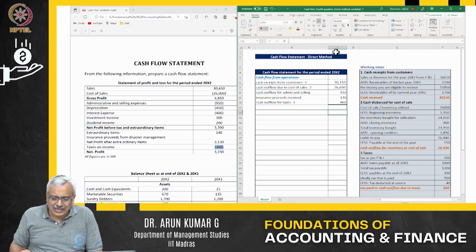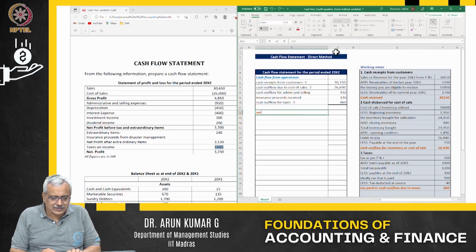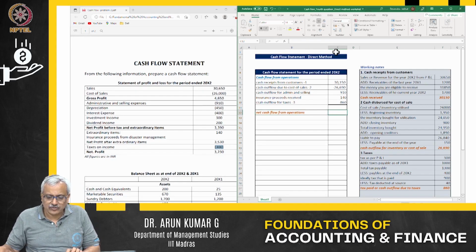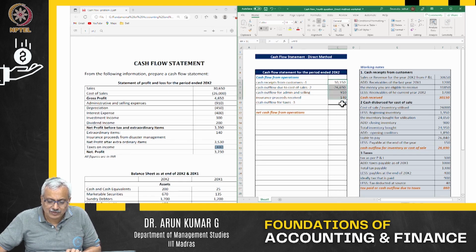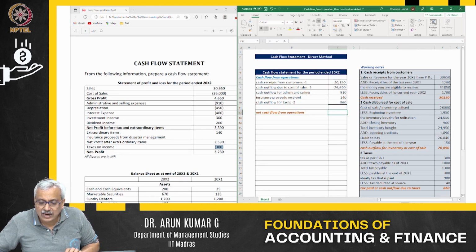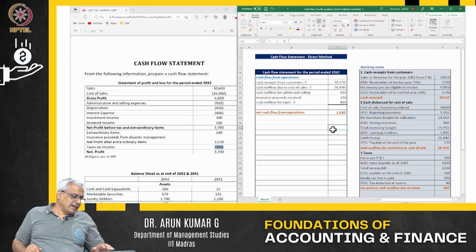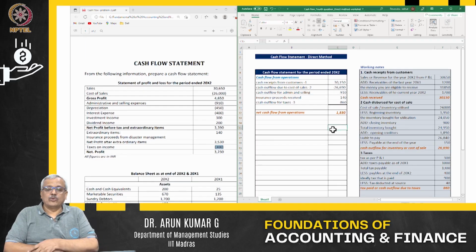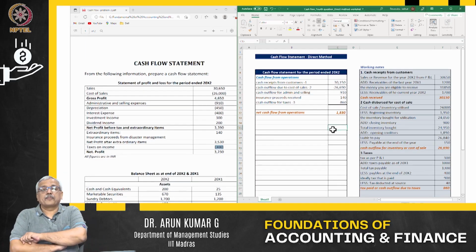So what is the net cash flow from operations? That's all I see. Net cash flow from operations is nothing but a sum total of this, and I am just going to total this up out here in this particular case, and that is about 1830, the net cash flow from operations out there.